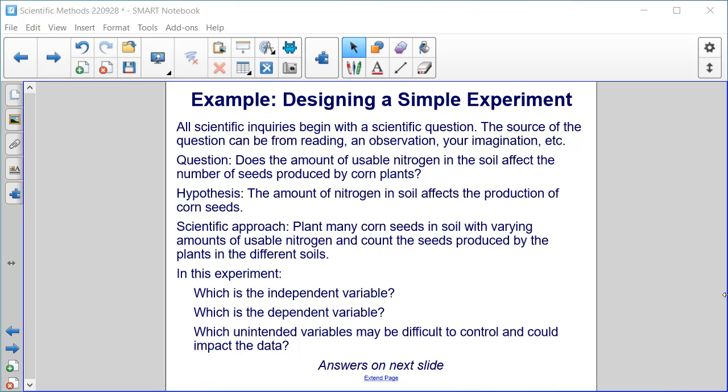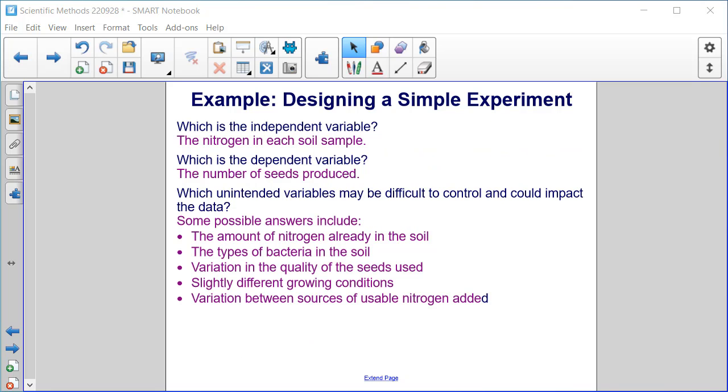In this experiment, which is the independent variable, which is the dependent variable, and which unintended variables may be difficult to control and could impact the data? The independent variable, that which the experimenter is varying throughout, is the nitrogen in each soil sample. So that's changing. We have changing amounts of nitrogen in each soil sample. The dependent variable is the number of seeds produced. So what we're measuring is the response to the nitrogen in each soil sample by the number of seeds produced.